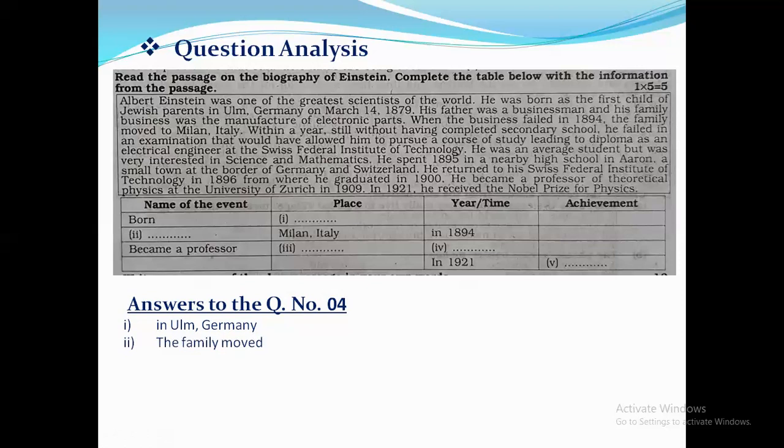Next, number 3. This question is under the keyword place. And question number 4 is under the keyword year or time. That means in number 3, they'll have a name of a place, and in number 4, they'll have a time or year. It is all about his becoming a professor. Number 3 will be University of Zurich, and number 4 will be 1909. That means in 1909 he became a professor at the University of Zurich.